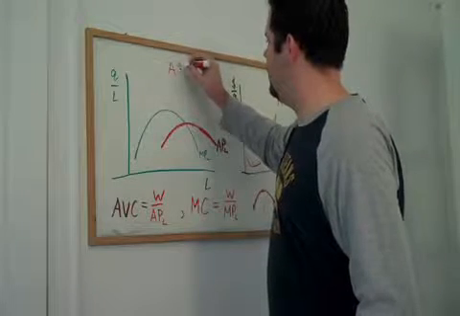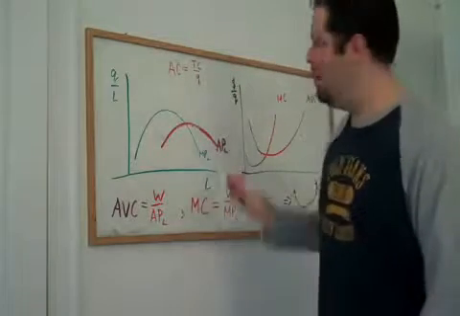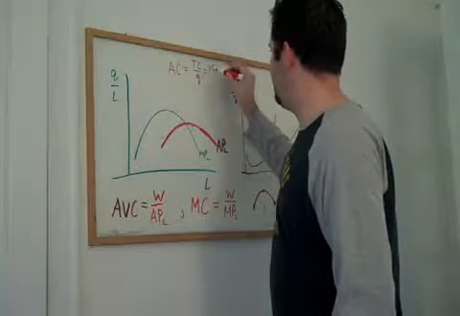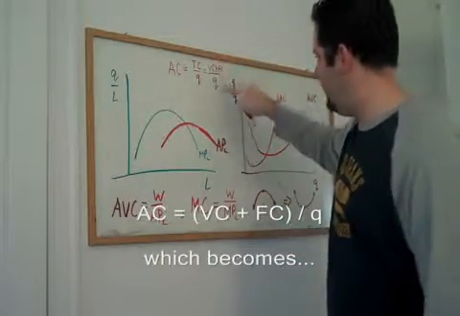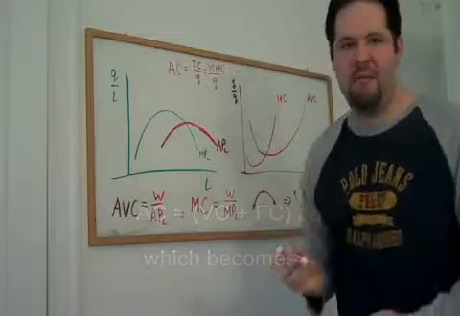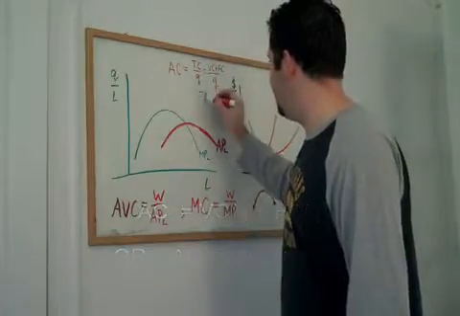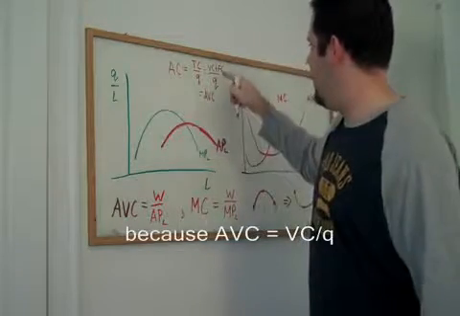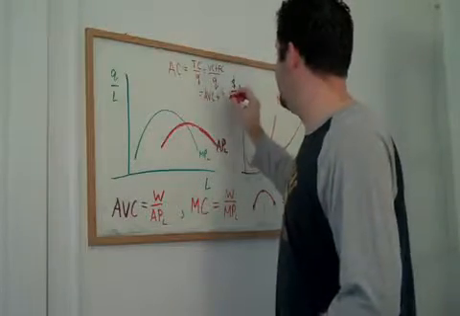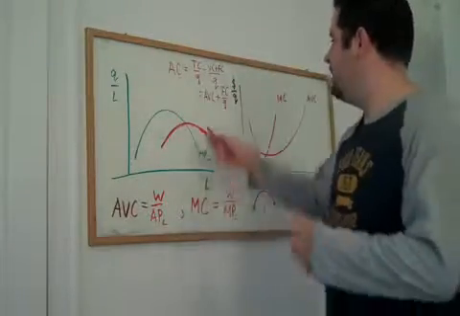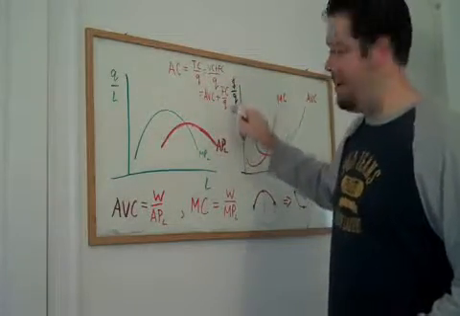Our average total cost is just total cost divided by quantity. Well, that's just going to be our variable cost plus fixed costs, divided by quantity. And you can see that right in there, we have average variable cost just sitting there waiting to be exploited. That's average variable costs, and then this other part is fixed costs divided by quantity. So there's our equation for average cost that relates average variable costs, fixed costs, and our quantity.